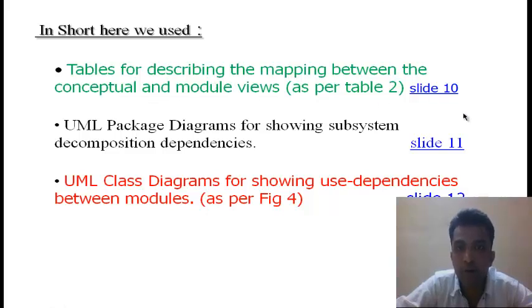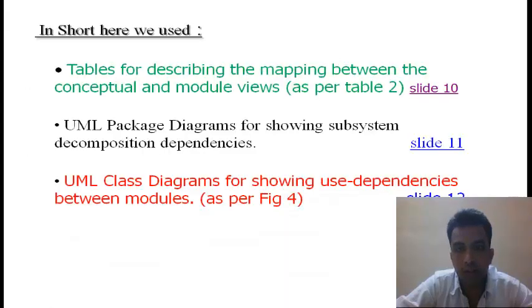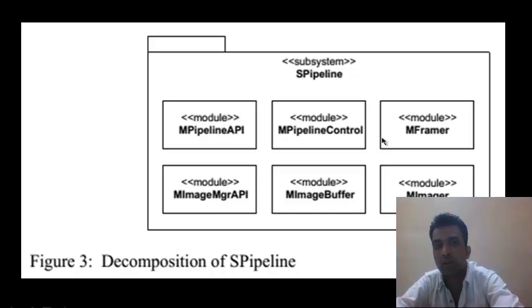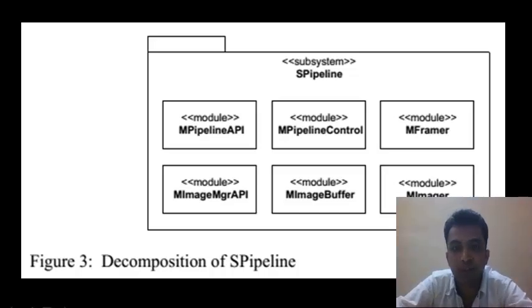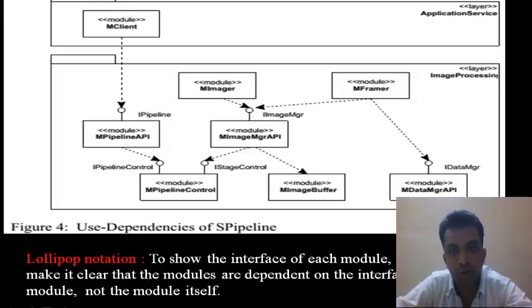In short, the module architecture view has tables for describing the mapping between the conceptual view as well as the module view, as per table 2. Here I have shown you slide 10, the mapping between the conceptual view and module view. Second one is the UML package diagram for showing subsystem decomposition dependencies. Here UML means Unified Modeling Language, used for decomposing the package. Third one is a UML class diagram for showing use dependencies between the modules.